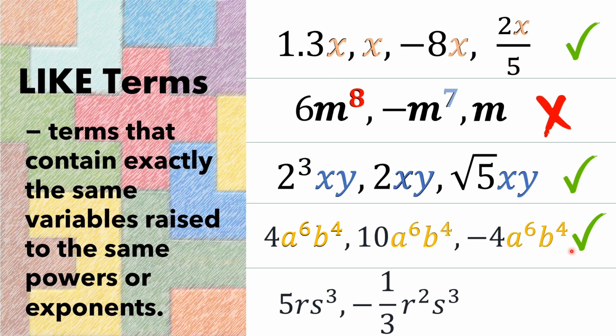5r s cubed, negative 1/3 r squared s cubed. These two terms have the same variables, but they are raised to different powers or exponents. Therefore, they are not like terms. Okay, let us proceed to subtracting polynomials.